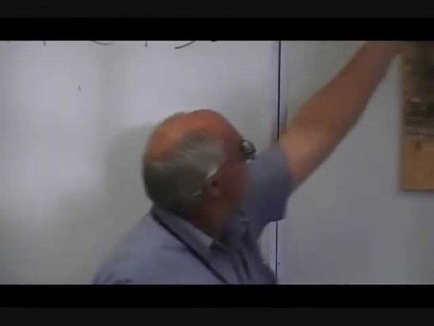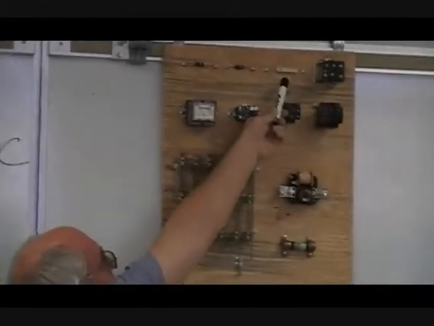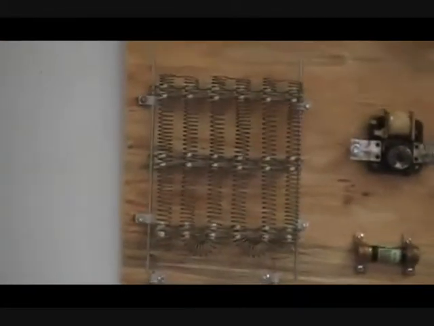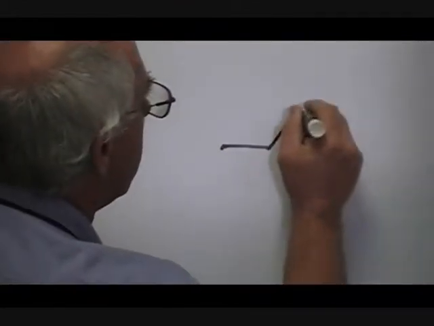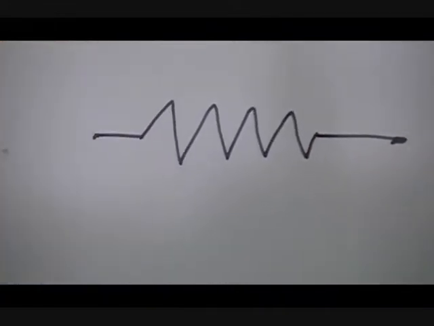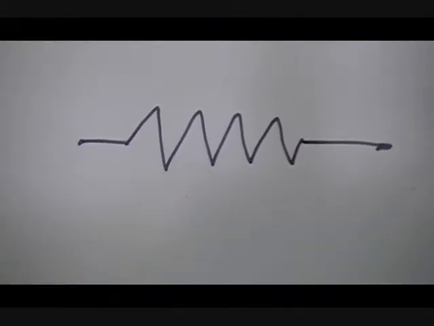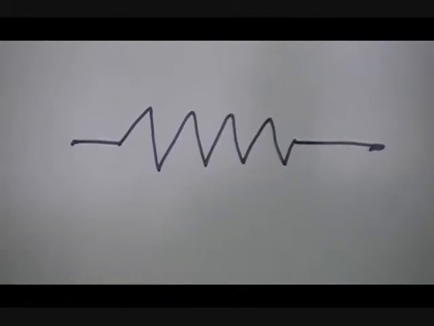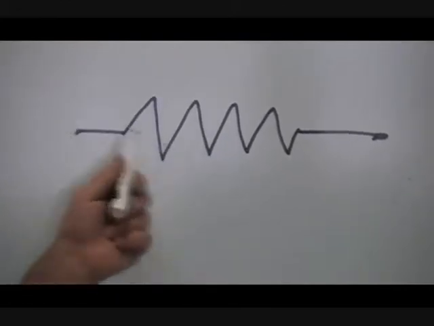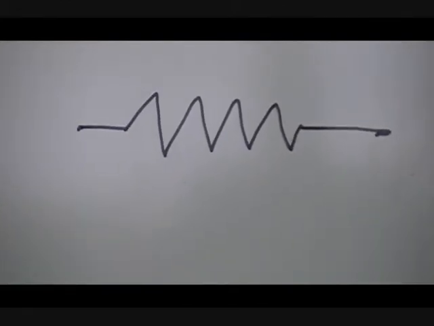Okay, I have a board here that has some different components on it. These are resistors. This is a heat strip. Now, what would that symbol look like? That is a symbol for a resistor. Now, if I look at that, does that tell me that's a heat strip? No. Does it tell me that it's a fixed resistor? No. But it says that it is a resistor. Well, how am I going to know that's a heat strip?